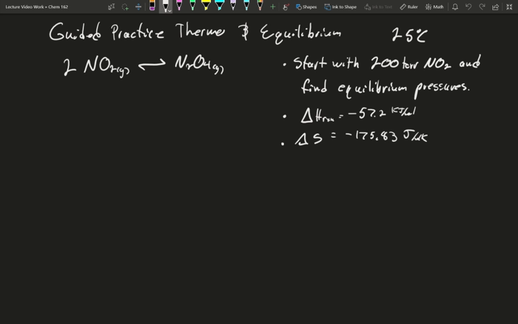For this, we're given the info that the delta H of this reaction is negative 57.2 kilojoules per mole, that the change in entropy is 175.83 joules per mole Kelvin, and we're performing this at 25 degrees Celsius. All of our material values come from standard state gaseous components. Using this info, try to calculate out that final equilibrium concentration. Go ahead and pause and give this a shot.